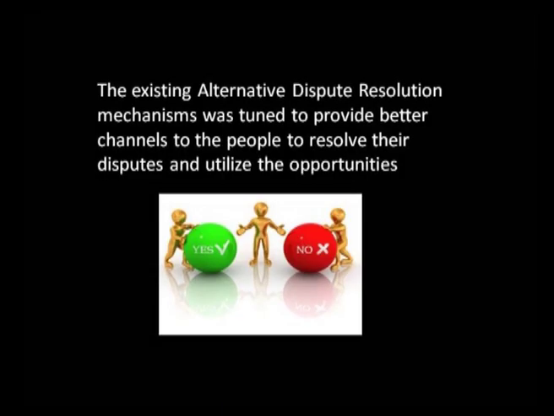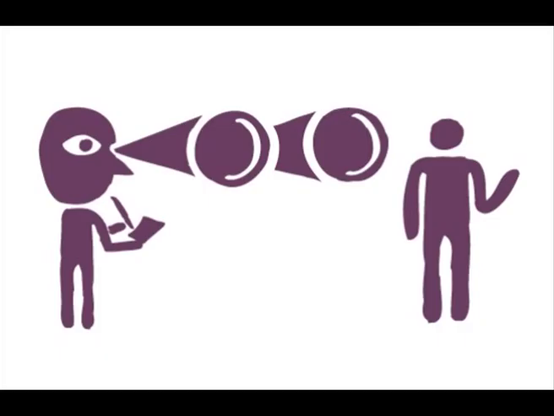Hence, we have fine-tuned the existing alternative dispute resolution mechanisms so as to provide better channels to the people to resolve their disputes without resorting to the traditional court justice delivery systems, and therefore utilize the opportunities to establish arbitration institutions as contemplated under the Arbitration and Conciliation Act of 1996. Let us look into an observation made by a jurist on the subject.